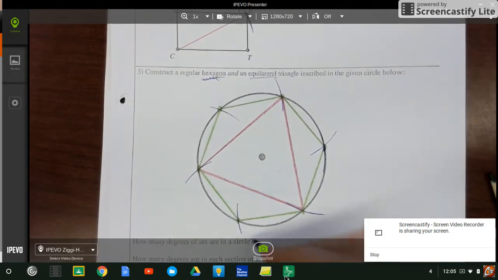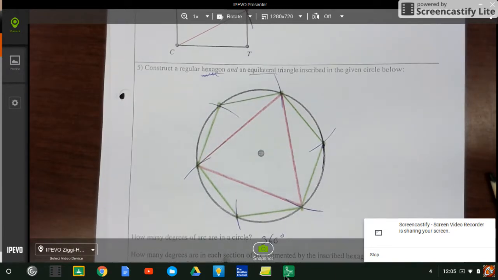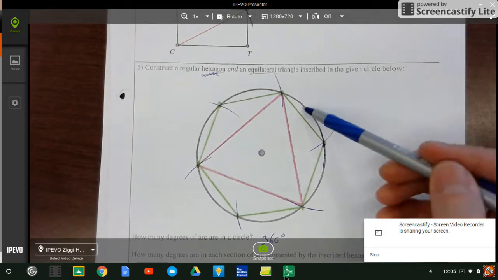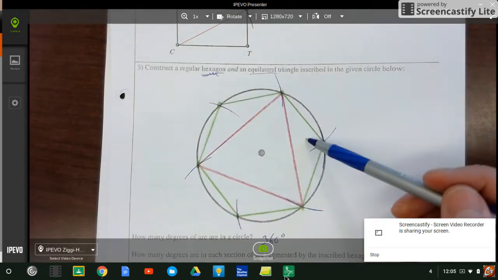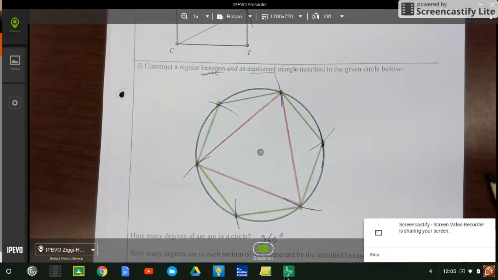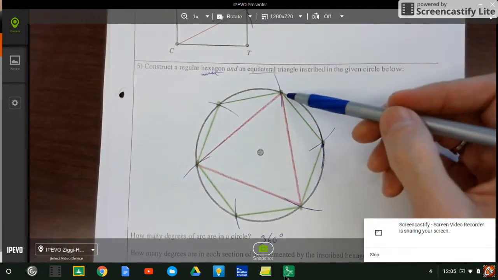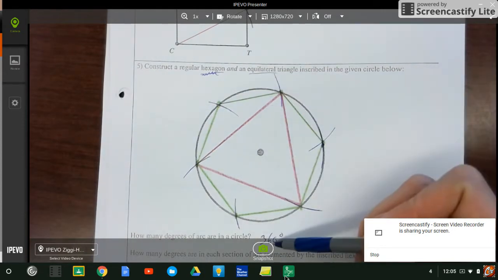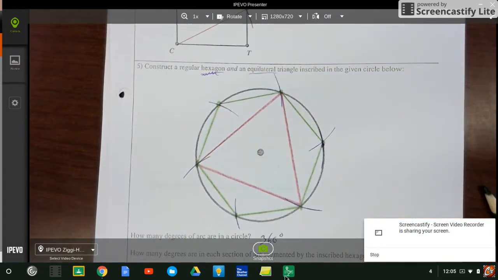How many degrees are in a circle? Well, there's 360 degrees in a circle. How many degrees are in each of the arcs made by the hexagon? Well, there's 6 of them, and they're all the same, so 360 divided by 6 is 60 degrees. How many are in the triangle? Well, there's 3 big arcs going with the triangle, so 360 divided by 3 is 120.